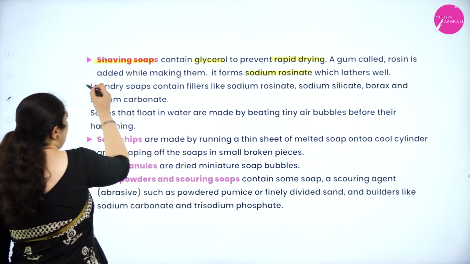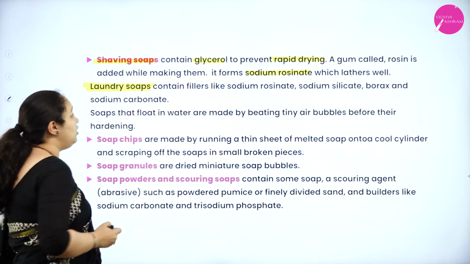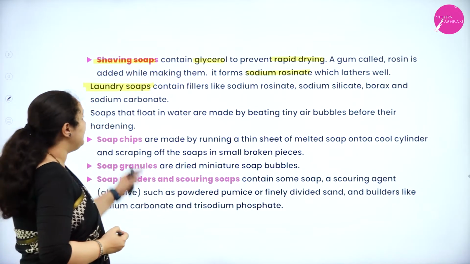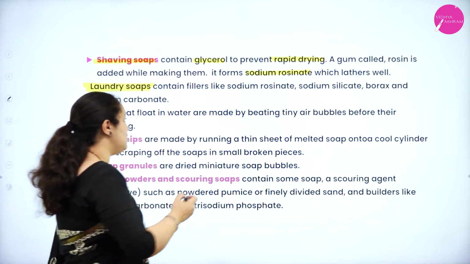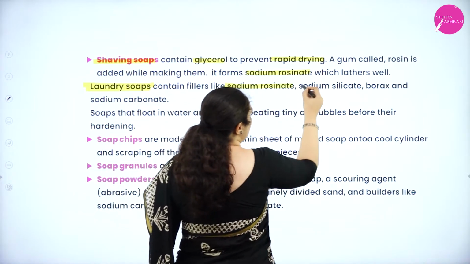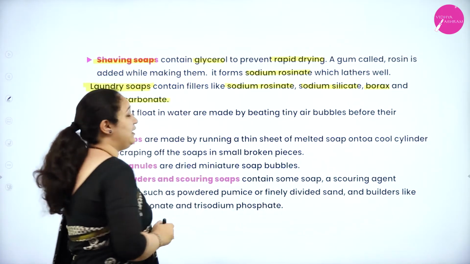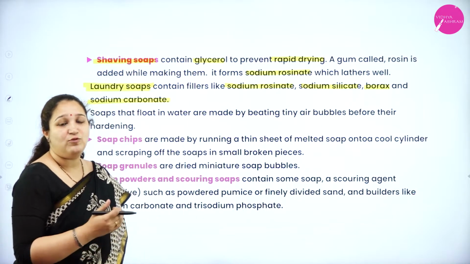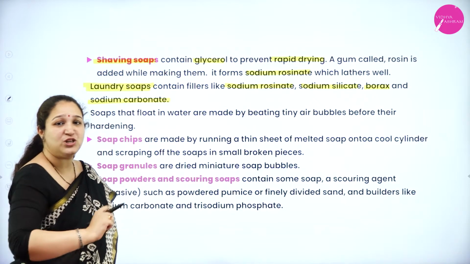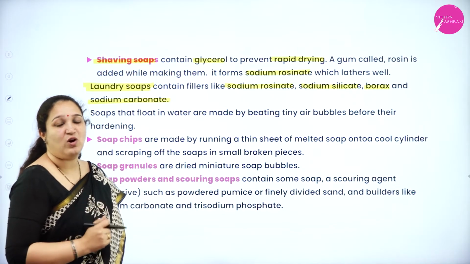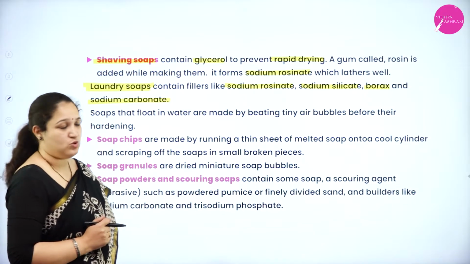Okay. The next type of soap is called the laundry soap. They contain fillers like sodium rosinate, sodium silicate, borax, and sodium carbonate is also added for laundry soap. That is what we use for washing purposes. We call it the laundry soap.